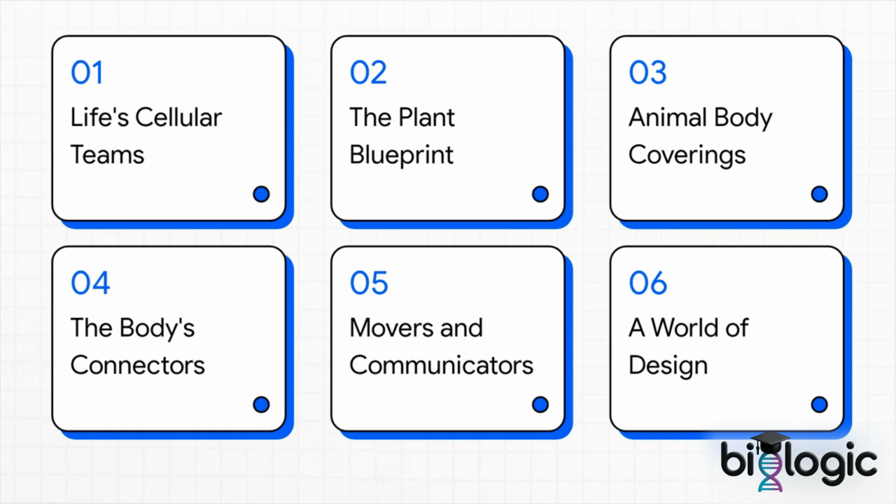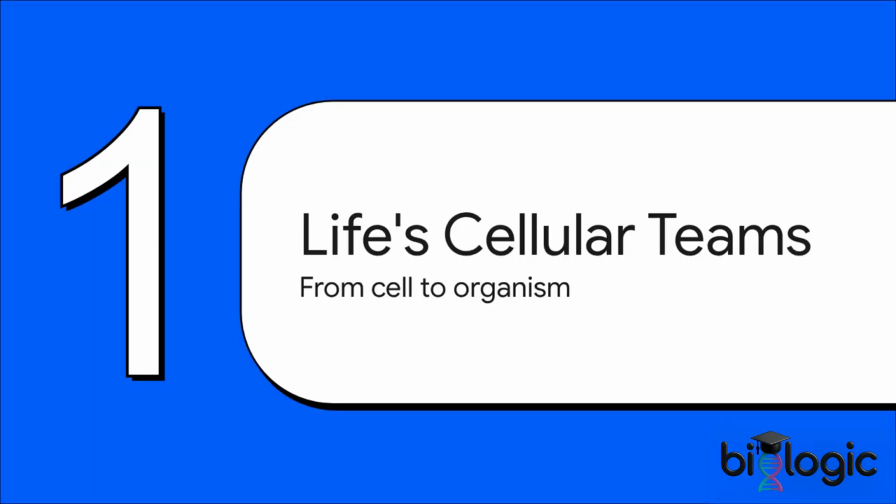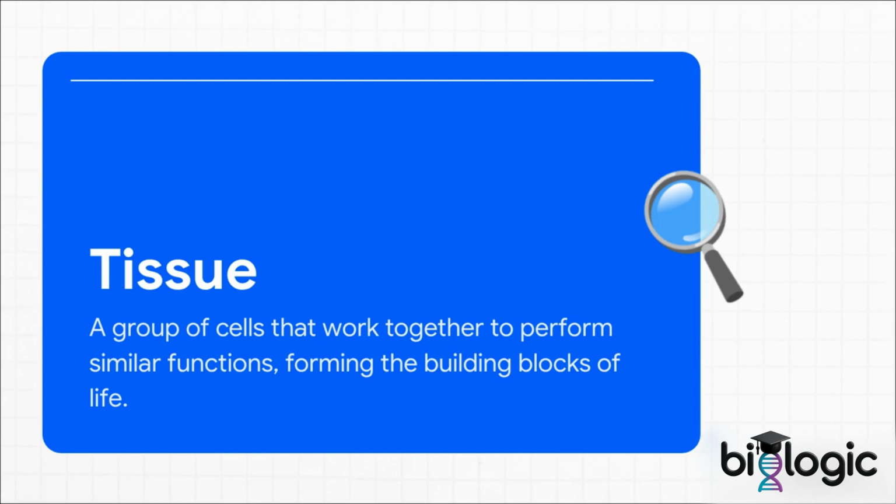Let's get started. You know, if you were building a house, you wouldn't just use one giant block of concrete, right? Of course not. You'd use thousands of different bricks, each one with a specific job. Well, life works in exactly the same way. We're all built from trillions of cells, but they aren't all doing the same thing. They specialize. They form teams. And that team of specialized cells, that's what we call a tissue.